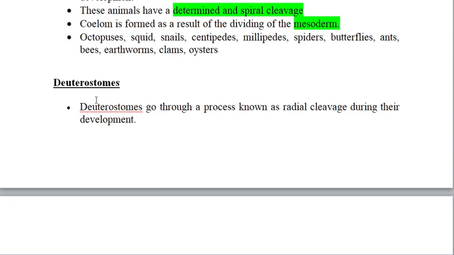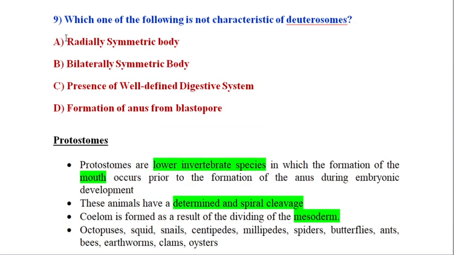Deuterostomes go through a process called radial cleavage. So radial, they have a radial symmetric body. That's a correct thing, so this is the correct option. They don't have this particular characteristic. They have only radial symmetry, and they have a well-defined digestive system.